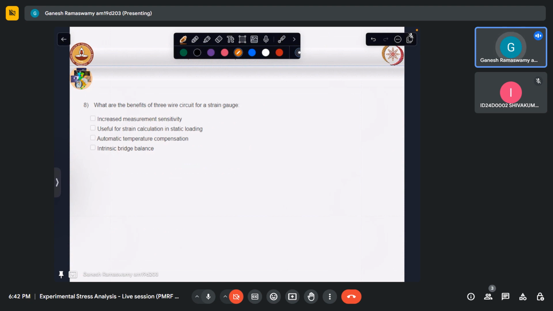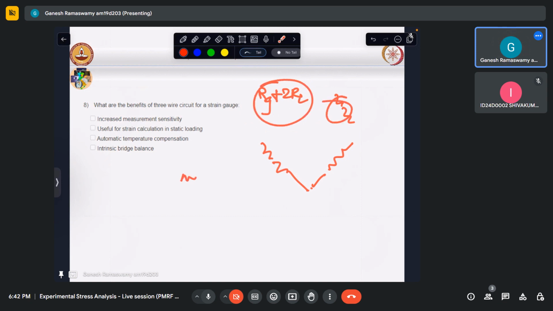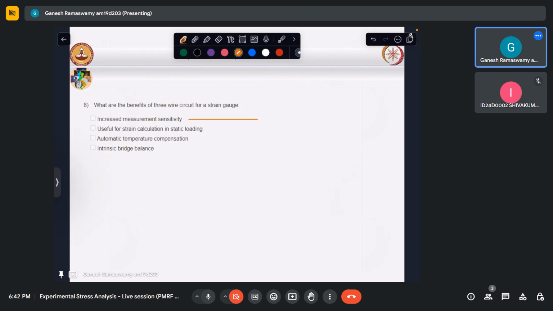How? Because when we have a two-wire circuit, we have Rg plus 2RL as one of the arms, which is not equal to the resistance in the second, third, and fourth. That is the dummy resistor that we are taking. If we take a 120 ohm gauge and we connect it to the instrument by selecting 120 ohms, it will have the connected resistors as 120 ohms. But eventually what we are connecting is 120 ohm plus 2RL, in which case M, which we saw as R2 by R1, is no longer equal to 1, which actually reduces the sensitivity.